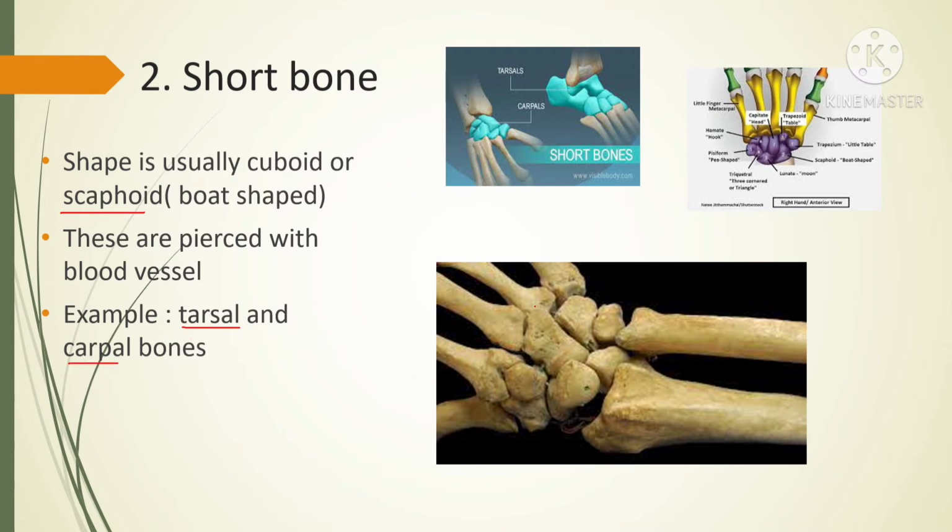As you can see in this diagram, this is the carpal bone over here. These are the tarsals, which you usually find in the leg region of the lower limb, and the carpals are found in the upper limb. So it is very easy to learn the examples when you consider them as a group. Short bones are found in both the upper limb and lower limb, and they are cuboid or scaphoid in shape, meaning boat shaped, and are pierced by blood vessels. There may be many other examples, but I'll consider these as the major examples: the tarsals and the carpals.